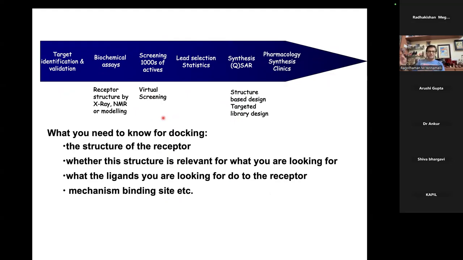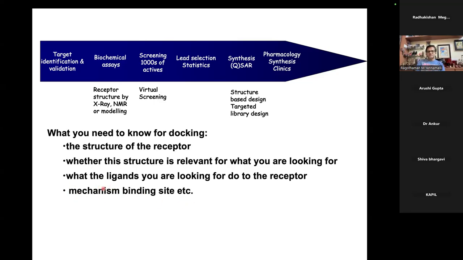And this is the reason why molecular docking is used in rational structure-based drug design. The rationality, as I said, is you need to have both the structures available, and that creates a logic. You have a logic as to how they bind to each other. So what do you need to know for docking? The structure of the receptor, whether the structure is relevant for what you're looking for, what ligands you want to bind to the receptor, and the mechanism of the binding site or where you want to bind it. All this you need to know.